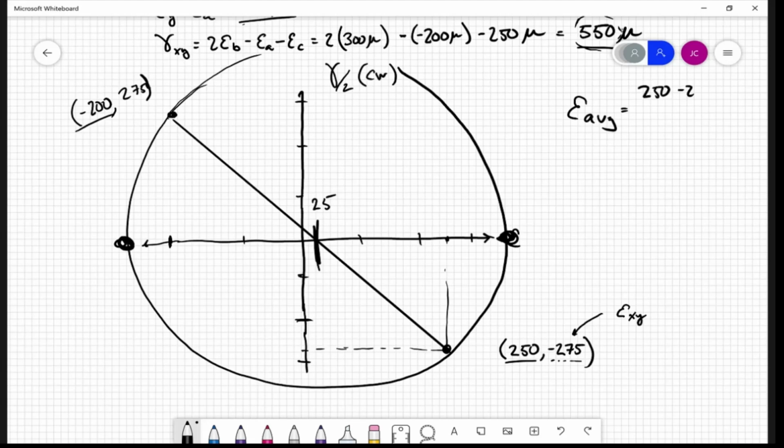250 minus 200 over 2. And that gives me 25, right? So that's the center of Mohr's circle. Kind of looks about right. And let's get the radius, okay?